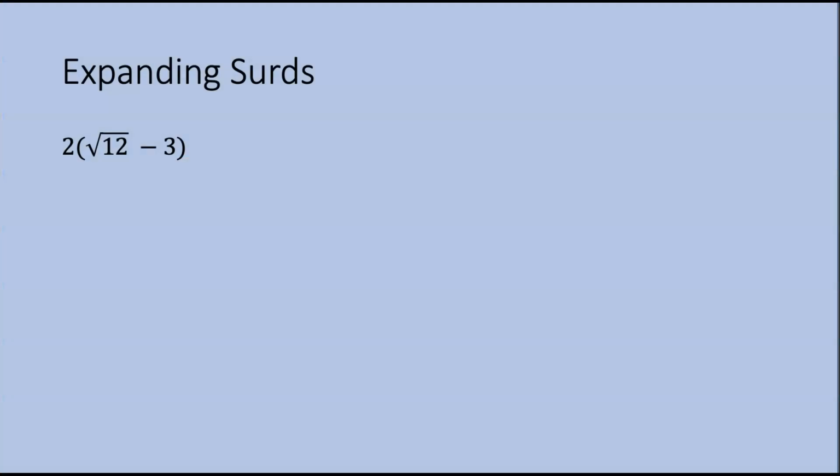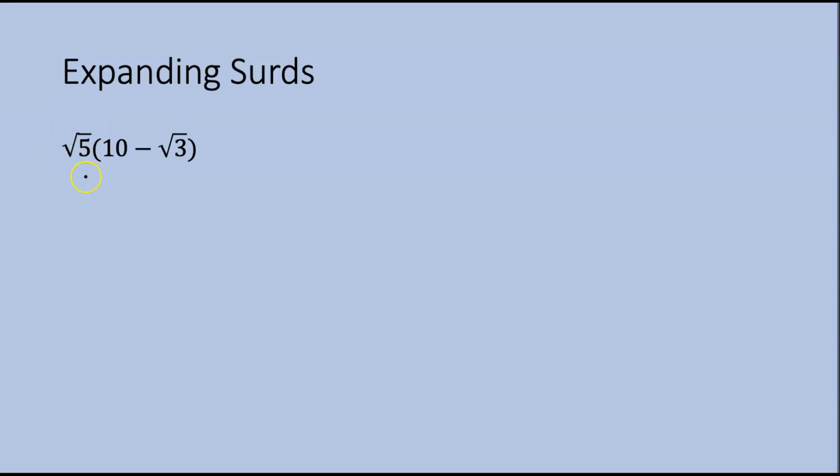This time we're looking at brackets. When we expand a bracket with a surd just by a normal number on the outside, expand the top one first. 2 times root 12, you join them together. 2 root 12. And then 2 times minus 3 gives me minus 6.